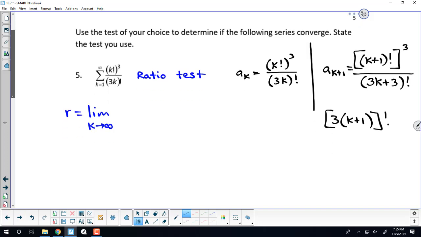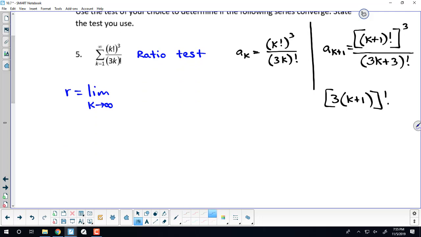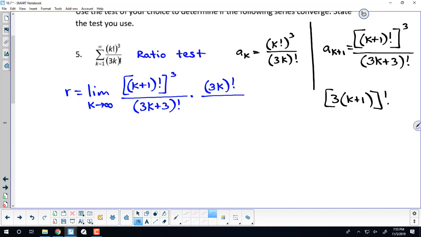So the ratio of successive terms, the next term over the previous. So we have, it's kind of a mess at first. K plus 1 factorial cubed over 3k plus 3 factorial times the reciprocal of a sub k is our ratio.